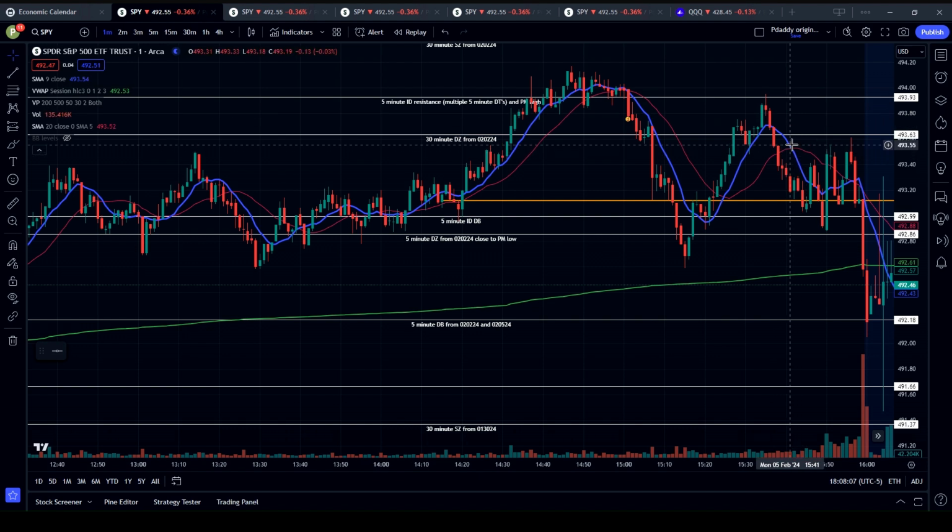You could take this on a breach back to the downside and shoot for levels down here. But again, too late in the day for me to trade. I've done very, very well today. It was a good day, and really nice crosses back to the upside and to the downside. Didn't play the 350 candle.